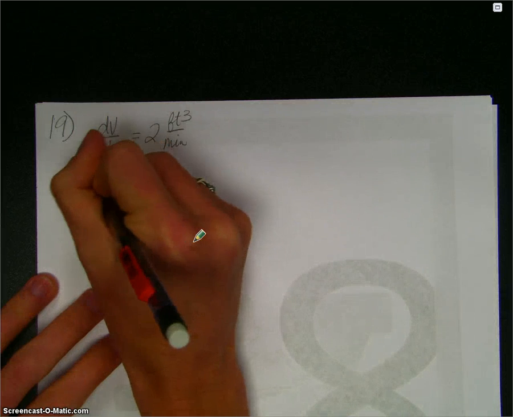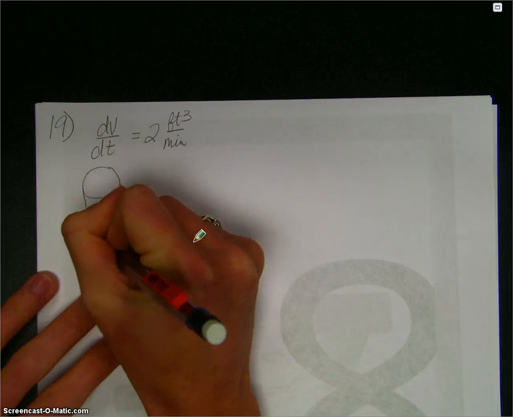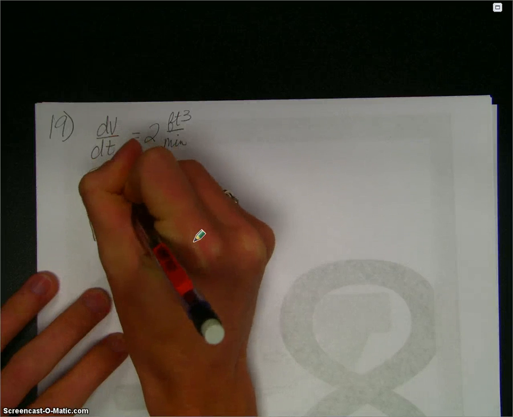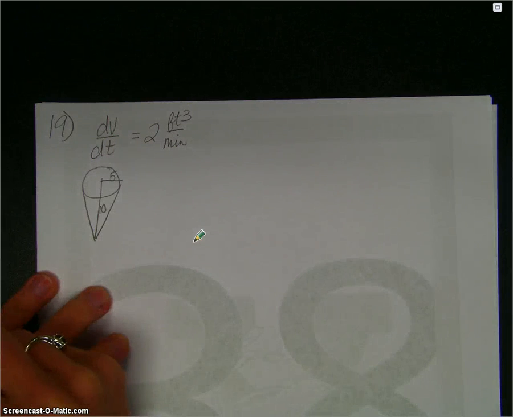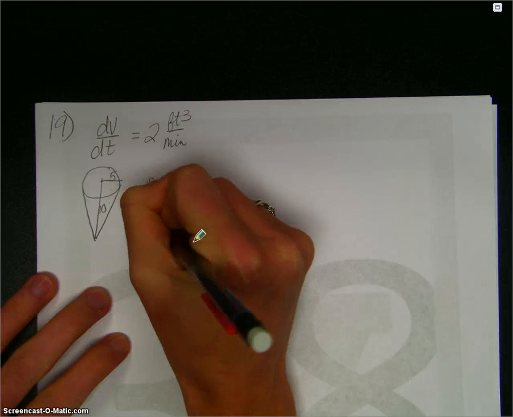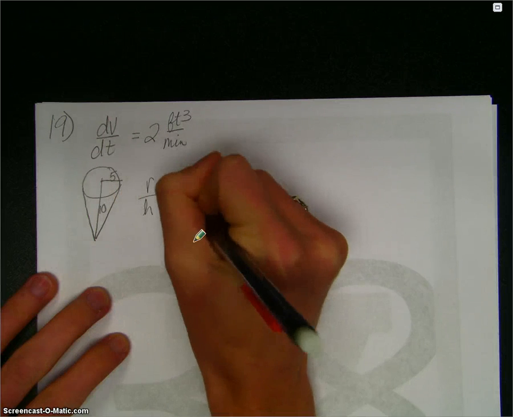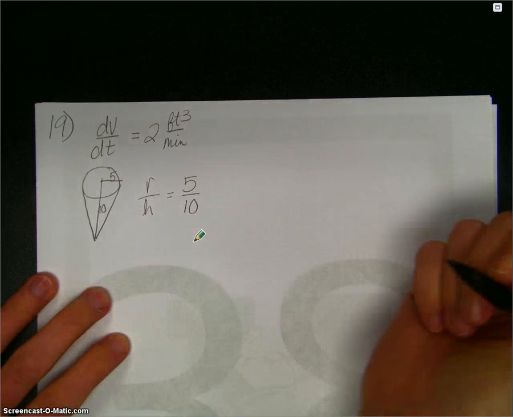All right, then they tell me, let's draw a picture of a cone here, that the radius at the top of the cone is 5, and that the height of this cone is 10. I'm going to use that in just a minute to set up a proportion. So the radius is to the height as 5 is to 10. I'm going to solve for that in just a minute, but let's see what we're looking for first.